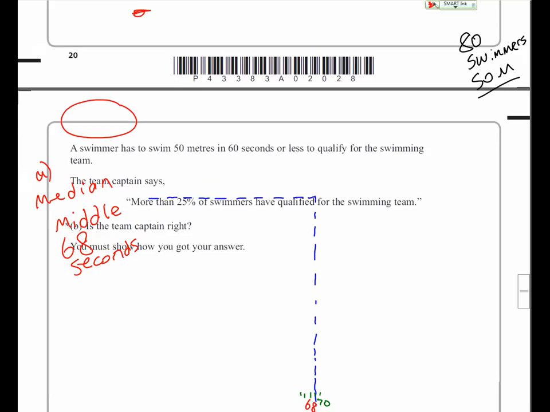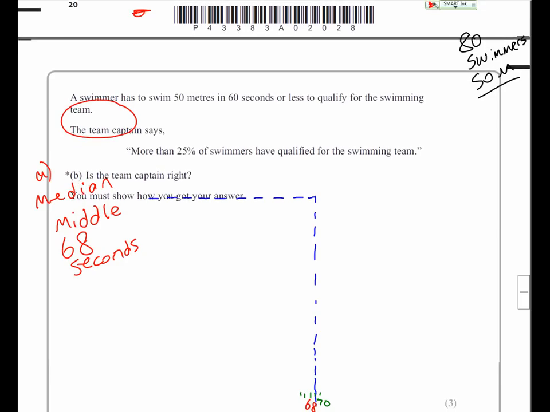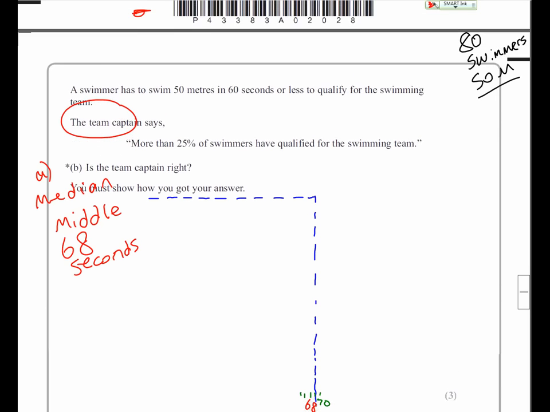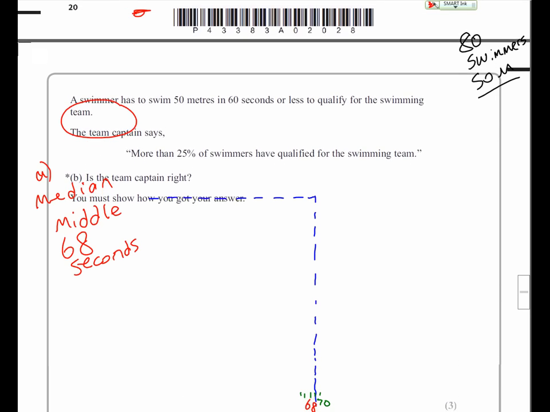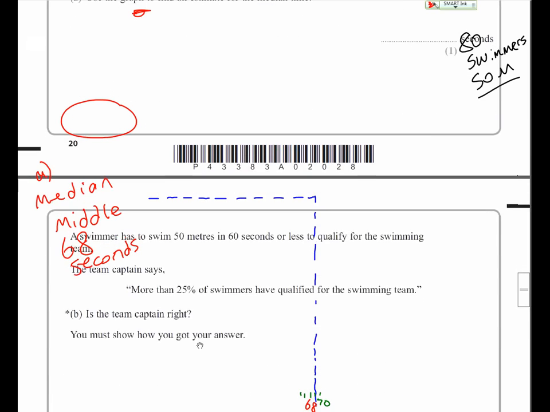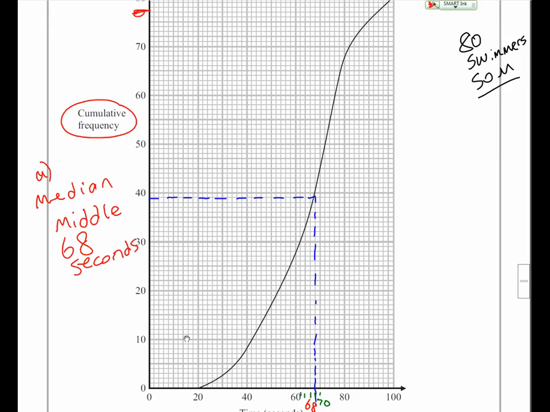A swimmer has to swim 50 meters in 60 seconds or less to qualify for the team. The captain says more than 25 swimmers have qualified for the swimming team. Is the captain right? Right, so 60 seconds or less. The time is along the bottom. Here's 60 seconds. Let's go up to the graph and go across to read off how many.